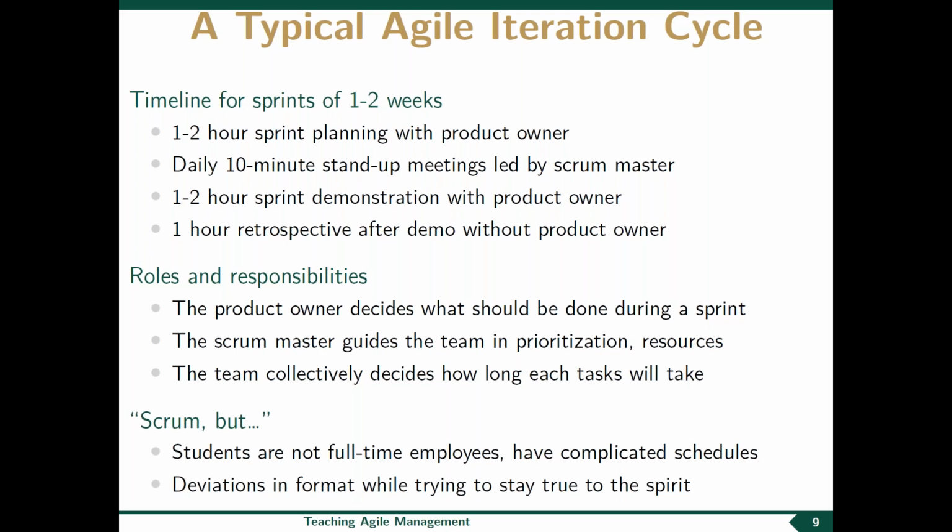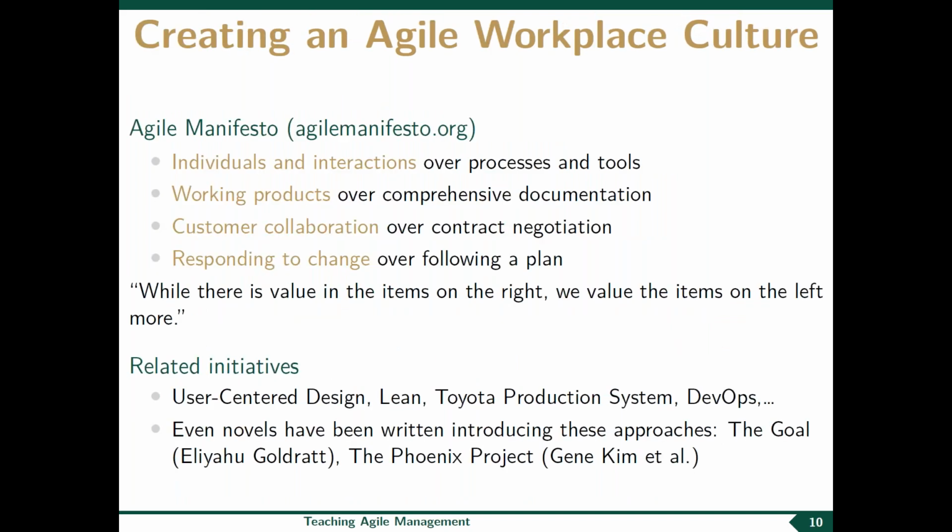Now, this is a typical Agile iteration cycle. And so we call this a sprint. Sometimes people also use the word Scrum to describe this process. And we don't always follow this process to the letter. This is what is called a Scrum-but approach. For example, in our case, when we're working with students who are not full-time employees, who have complicated schedules, we have to deviate from this format a little bit, but try to stay true to the spirit of it.